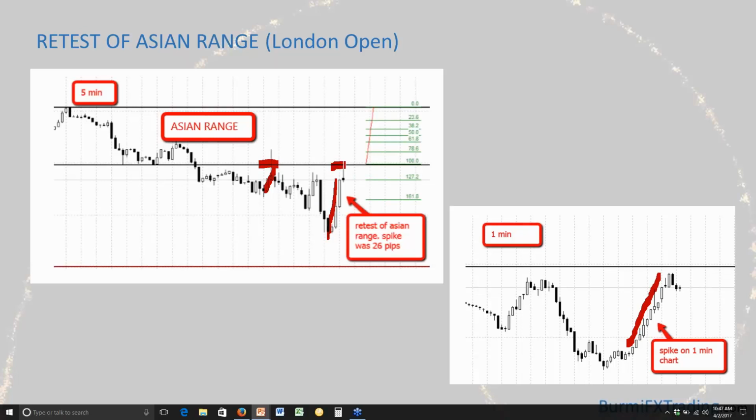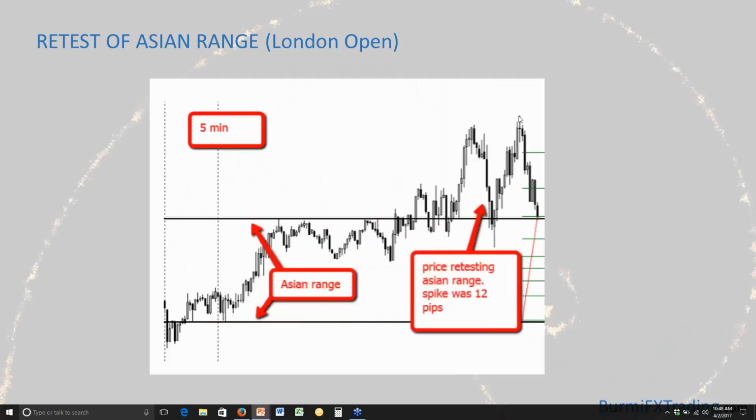We're going to take our sell entry here. Your stop would be maybe around 10 pips above your entry point. And we are expecting the price to pull back to the base of the spike. That's going to give you more than a 2 to 1 reward to risk ratio.